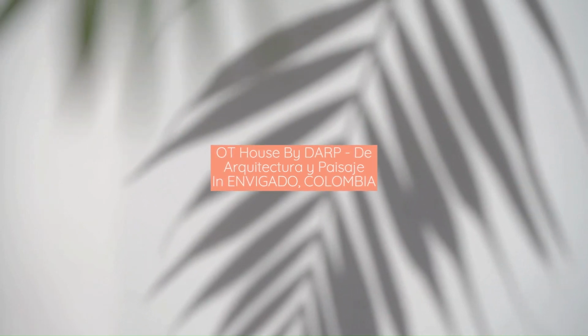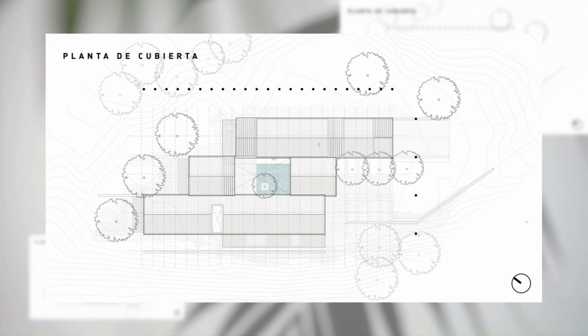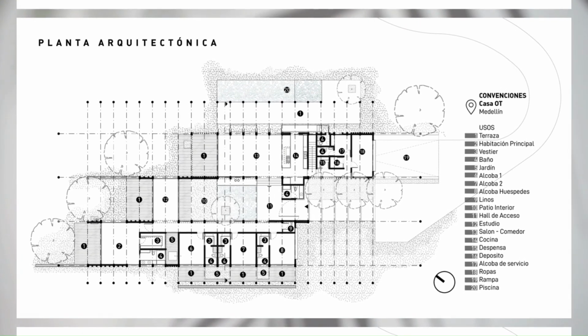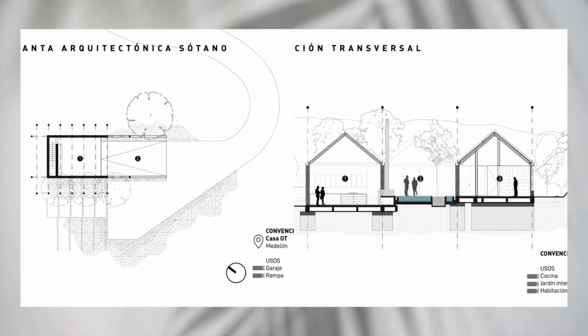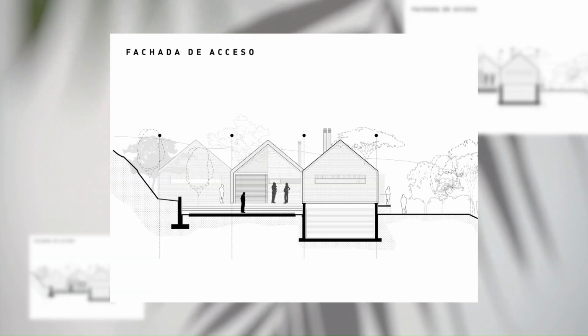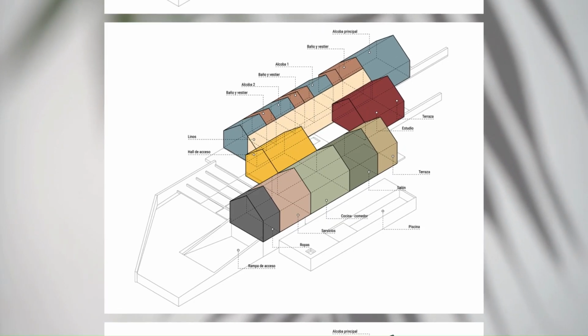OT House by DARP, de Arquitectura y Paisaje in Envigado, Colombia. The project is located in the municipality of El Retiro, Antioquia, on a plateau at the bottom of a sloping lot, surrounded by vegetation and a small forest at the top.